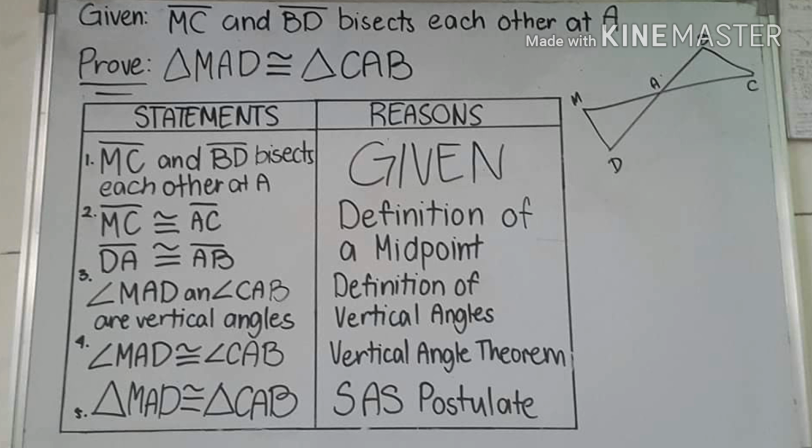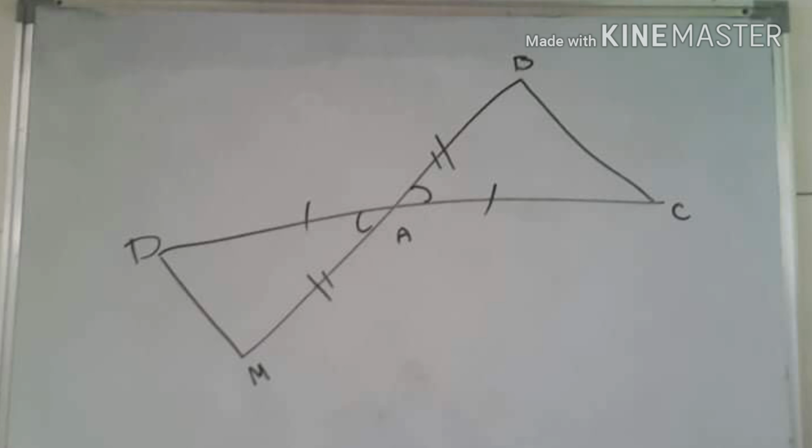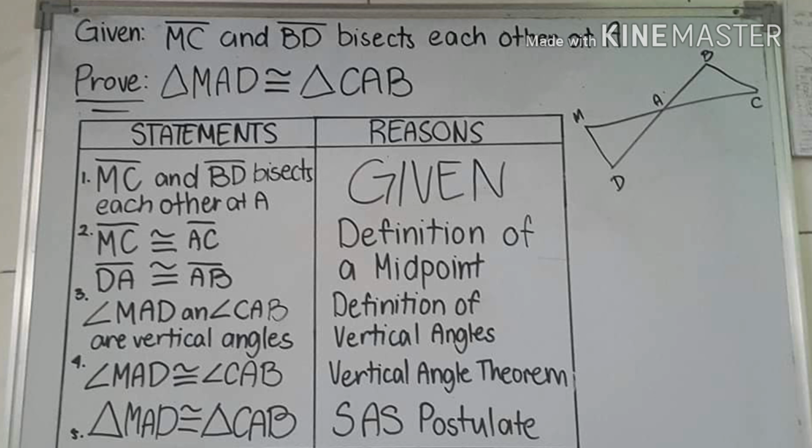Now, why SAS postulate? Since they are vertical angles, they will have angles in between the two given lines, which gives us two pairs of sides and the pair of angles in between them that are congruent. So, the postulate that proves that triangles MAD and CAB are congruent is the side-angle-side postulate.